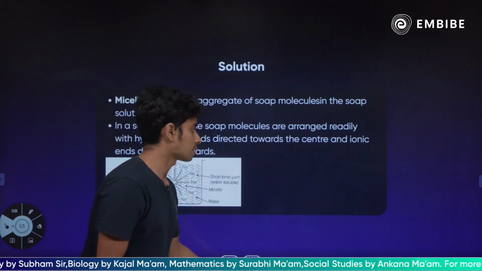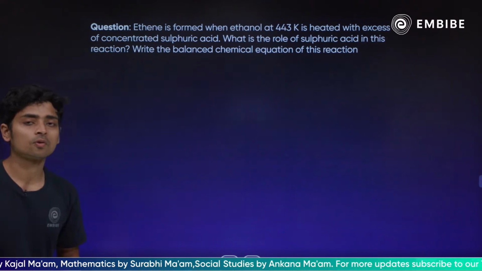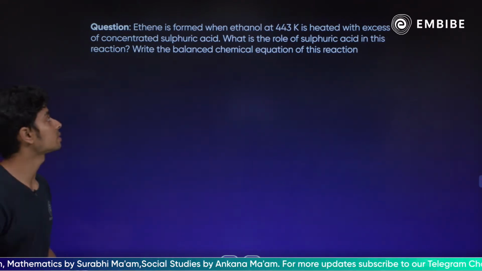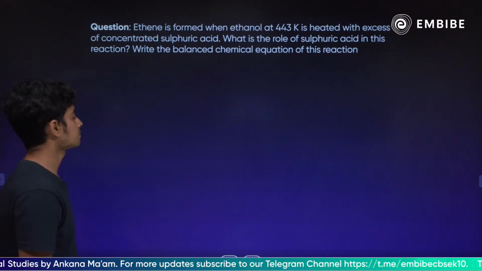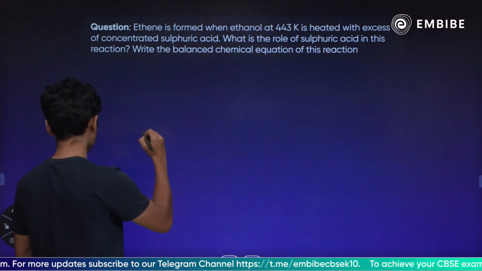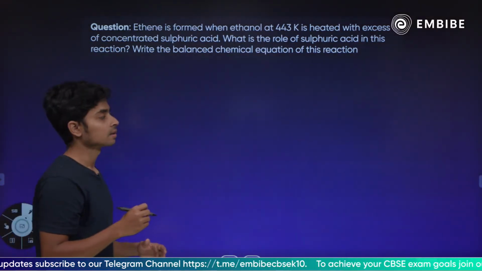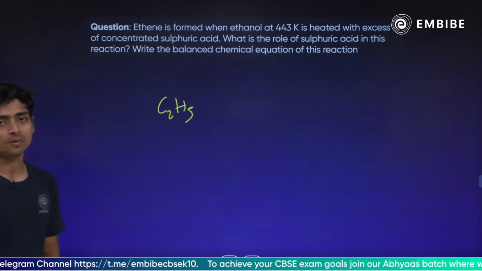So we will go to the next. Ethene is formed when ethanol at 443 Kelvin is heated with excess of concentrated sulfuric acid. What is the role of sulfuric acid in this reaction? So when ethanol is C2H5OH.